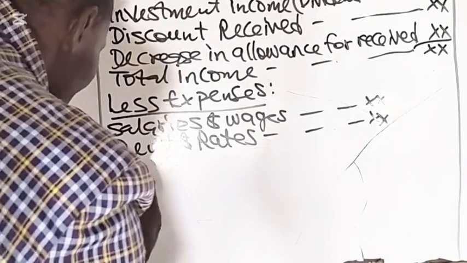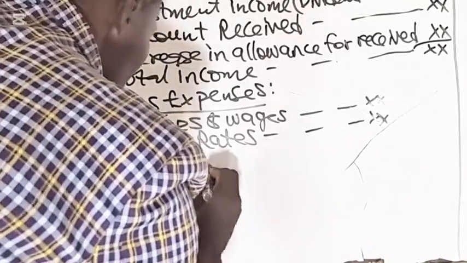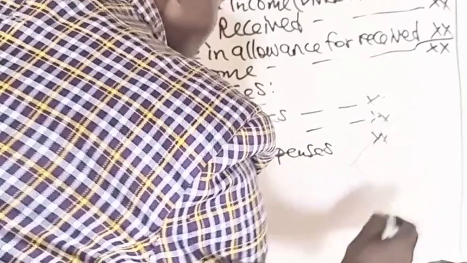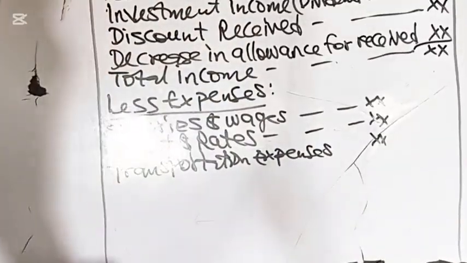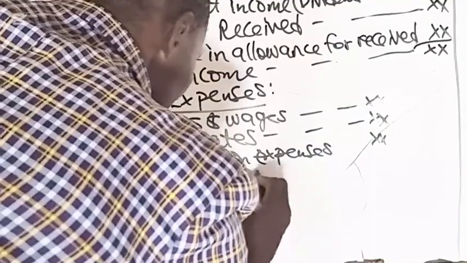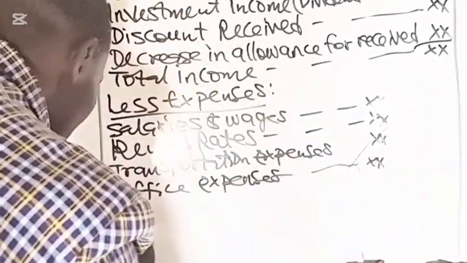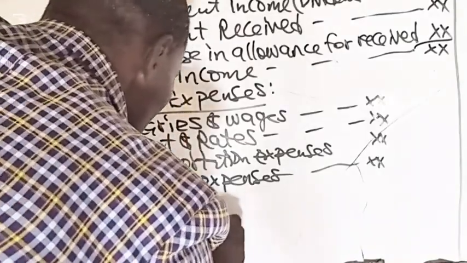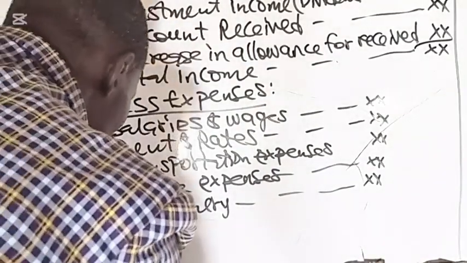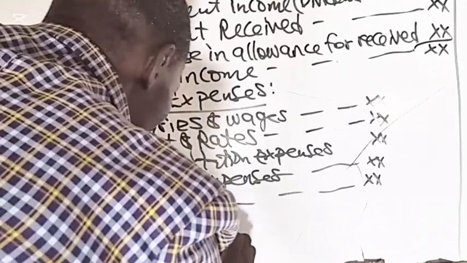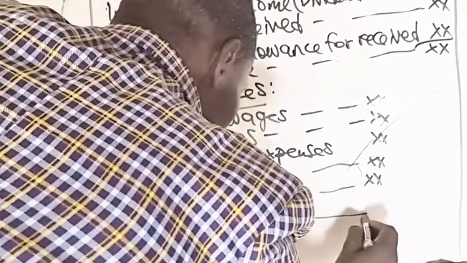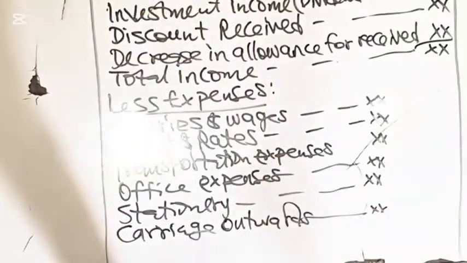Transport expense. Stationery expenses. Then office expenses. Stationery. So we have various carriage outwards. Carriage outwards is an expense. Carriage inward will be added to purchase. Another word for carriage outwards is carriage on sales. It is the cost of transporting the goods to customers. That is an expense.